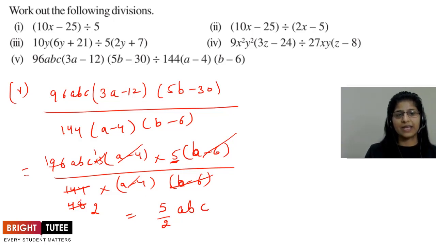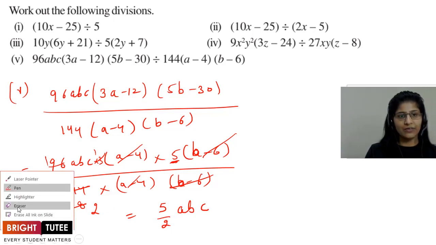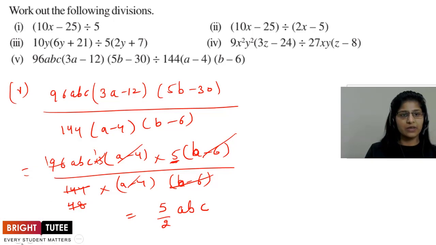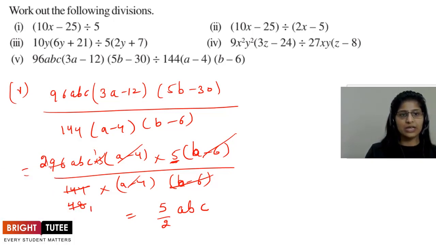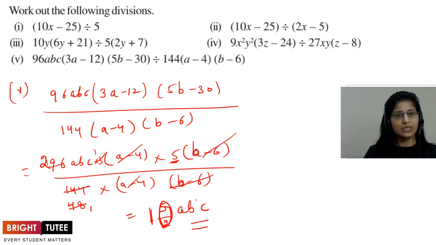So 3 we have cancelled, 96 we have cancelled. Okay, wait. So it will not be like that. We have written it in a reverse manner. It will be 48 ones are 48 and 48 twos are 96. So 5 twos are 10. It would be 10abc. The answer is 10abc. Got it? Okay. Let's move to the next.